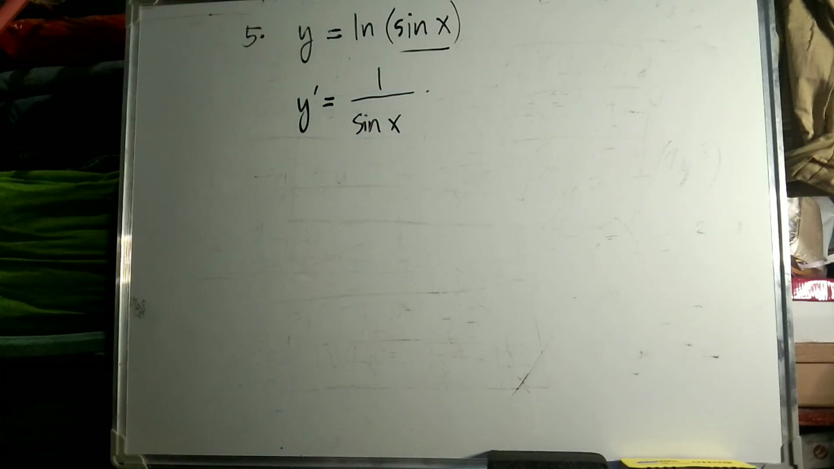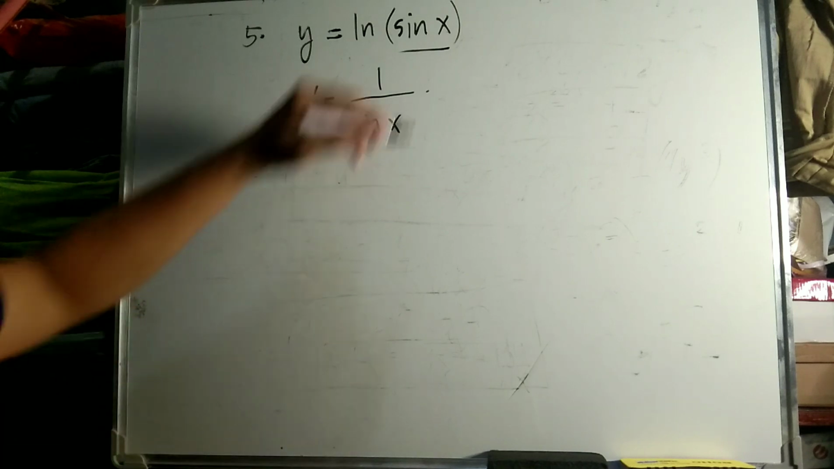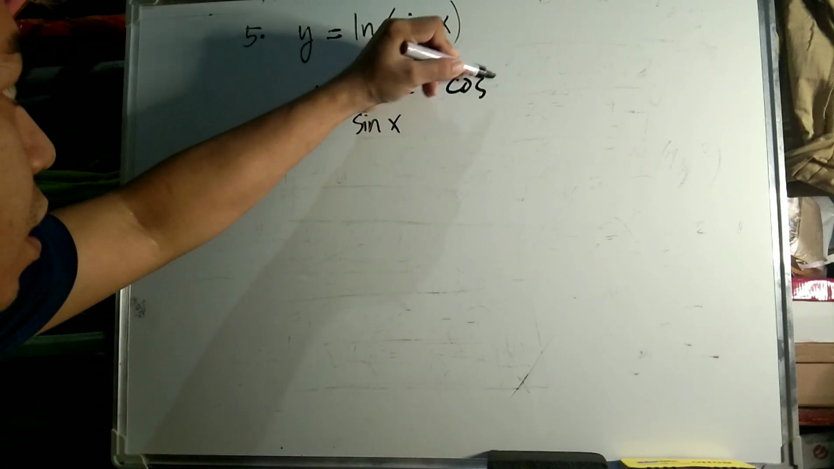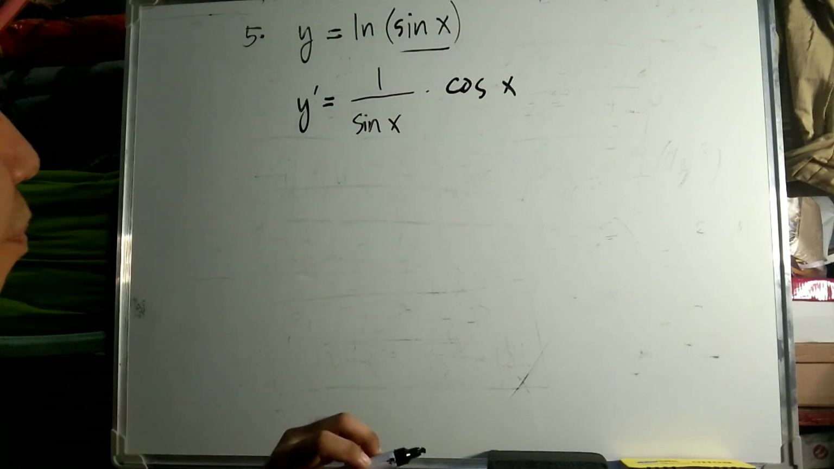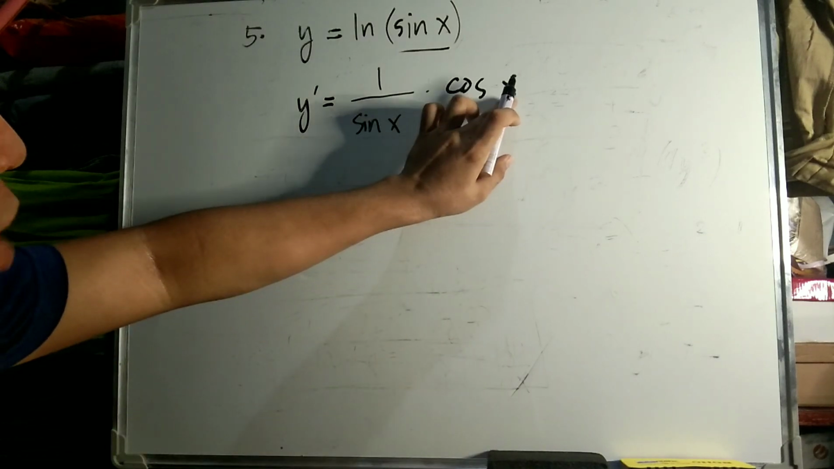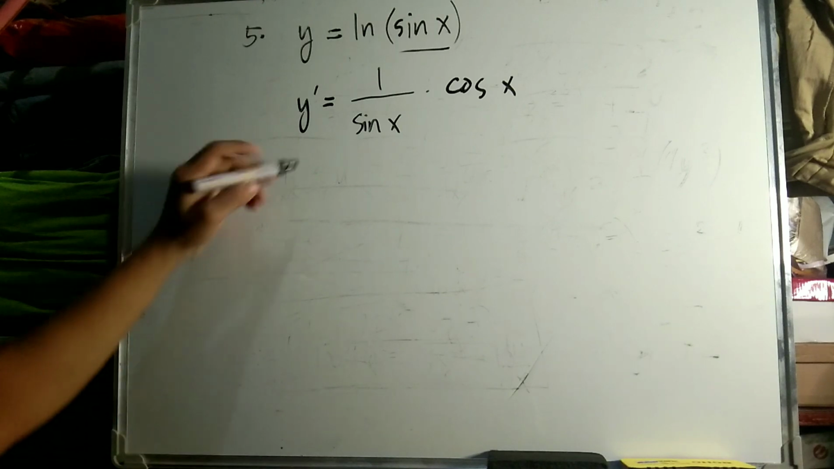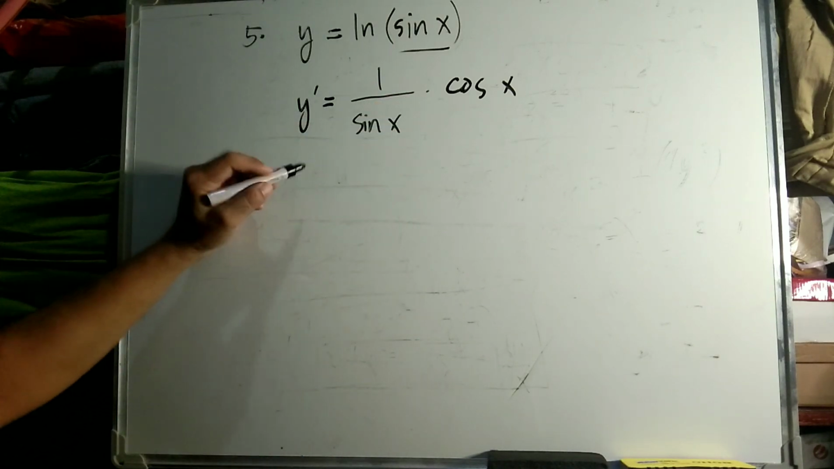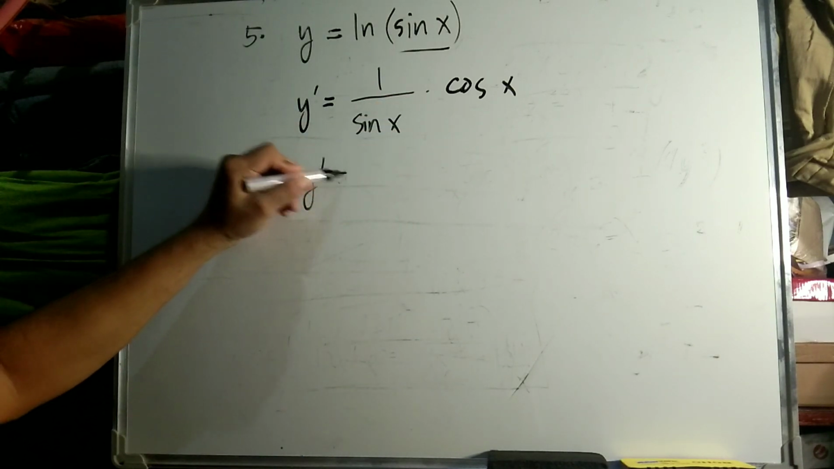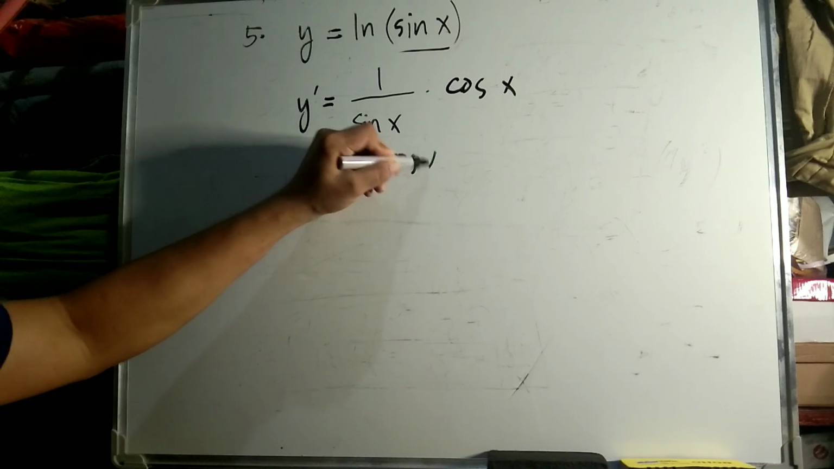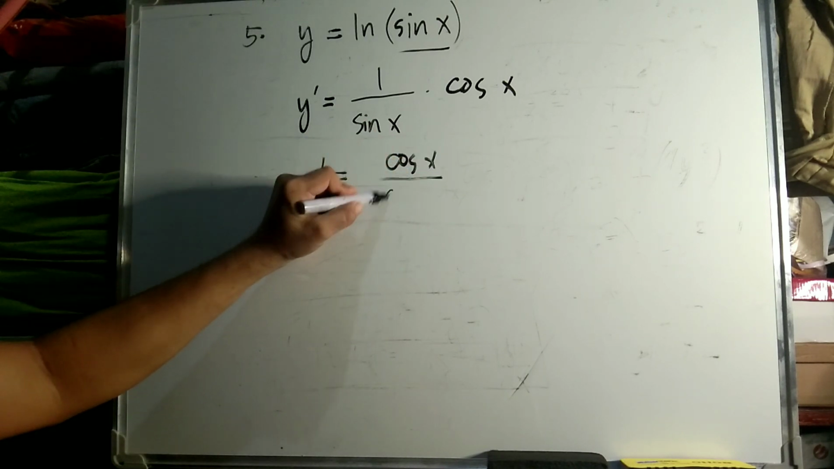Okay, ano naman yung derivative ng sin x? Kung naalala nyo iba dun sa trigo, derivatives ng trigo natin. So derivative ng sin x is cosine x. Then, since derivative ng angle natin is 1, so okay na yan. So cosine x times 1 over sin x, we have y prime equals cosine x over sin x.